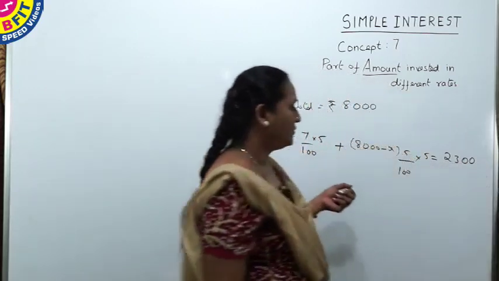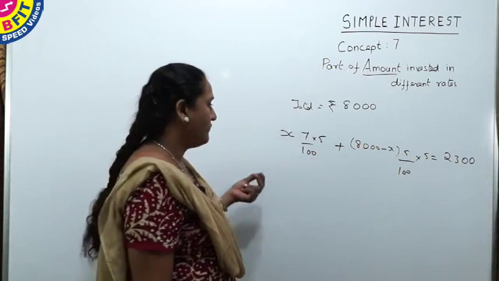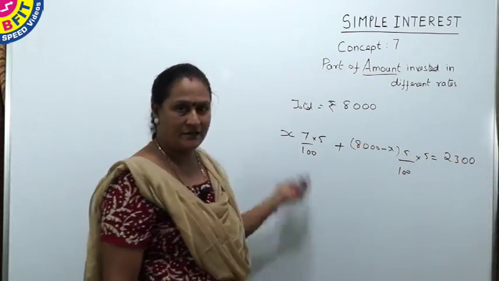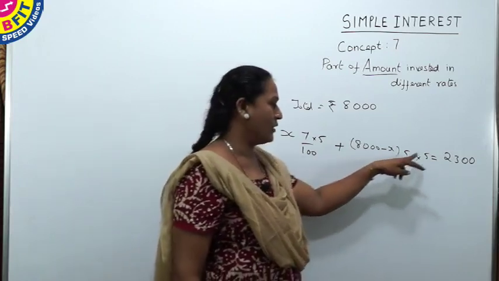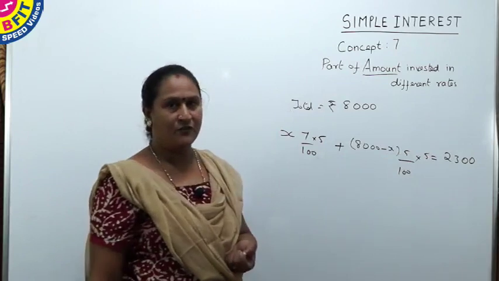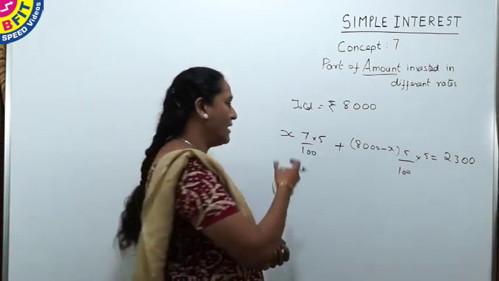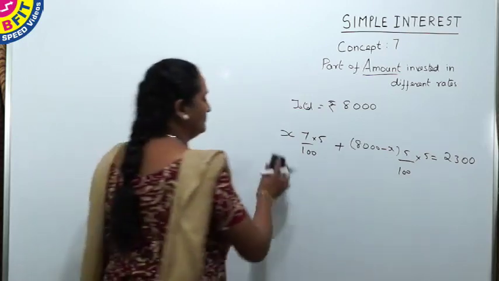So it is rupees 2,300. By solving this equation, we can find the amount deposited in 7%, or by subtracting that from 8,000, we can find the amount deposited at 5%. But all this takes time to work out. So we'll see how to make this working simple using the same 100 rupee method.